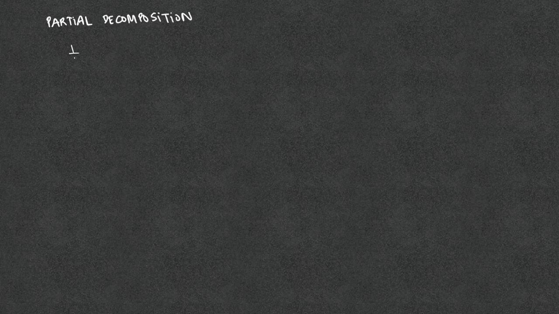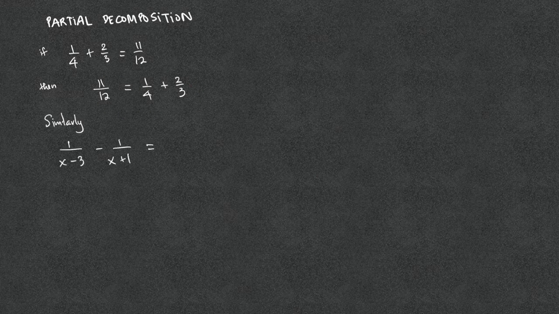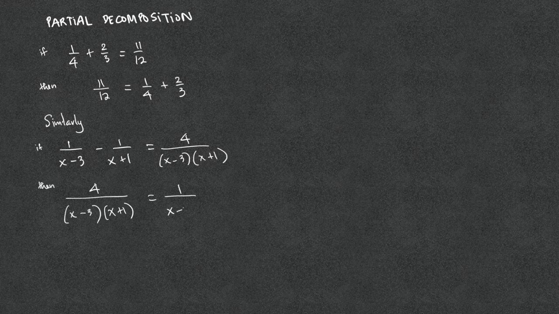Partial decomposition. Suppose we have 1/4 + 2/3 = 11/12. Then we can rewrite 11/12 as the sum of 1/4 and 2/3. Similarly, 1/(x-3) - 1/(x+1) can be rewritten as 4/((x-3)(x+1)). Then we can rewrite this fraction using two simpler rational expressions.